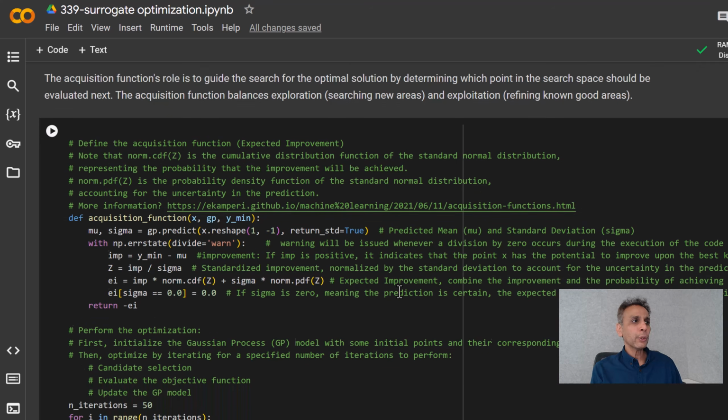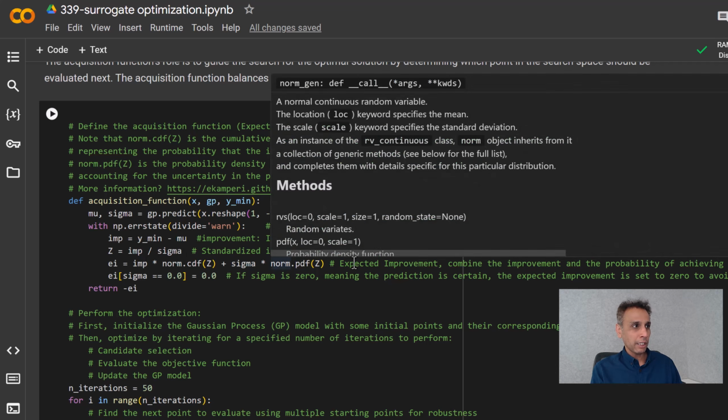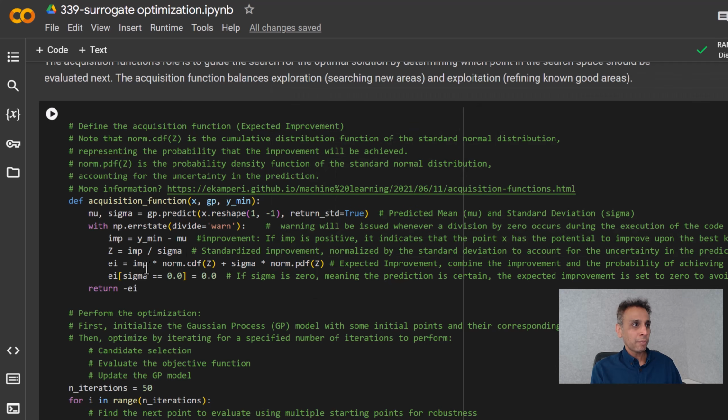Again, you can read this blog, which did a pretty good job explaining it, but there is a lot of math involved. Basically, it comes down to this: your improvement times norm CDF, plus sigma times norm PDF. That's it. And then we are saying if sigma is 0, that means the prediction is 100% certain, then the expected improvement is set to 0, and you're returning the expected improvement.